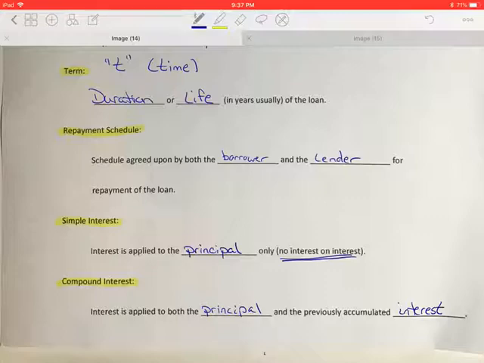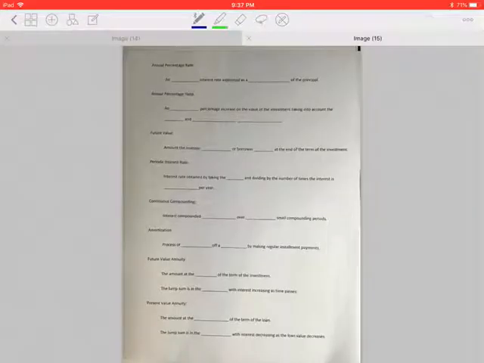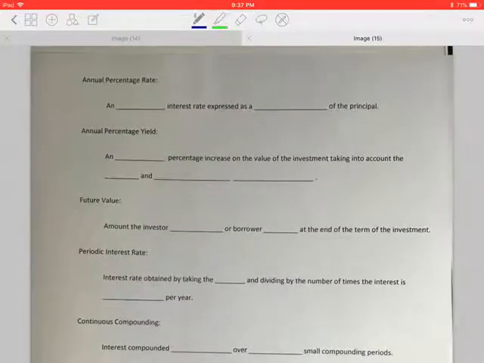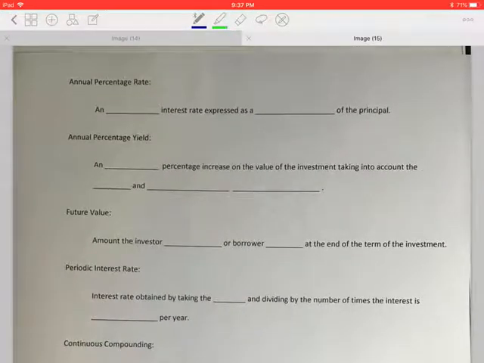All right, so now let's look at the next page. All right, so now we're looking a little bit at rates. So we have the annual percentage rate. You may have heard of this as APR.